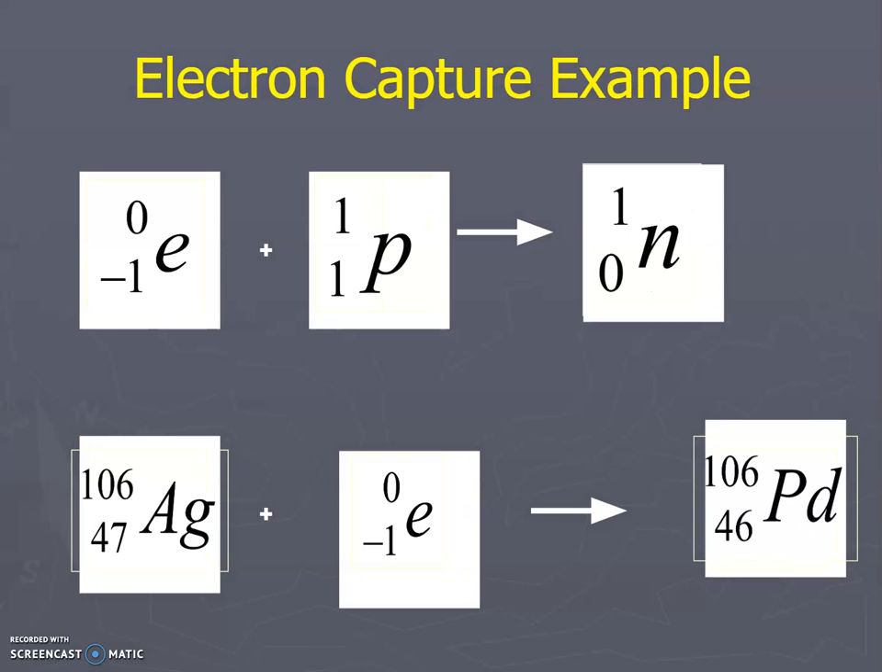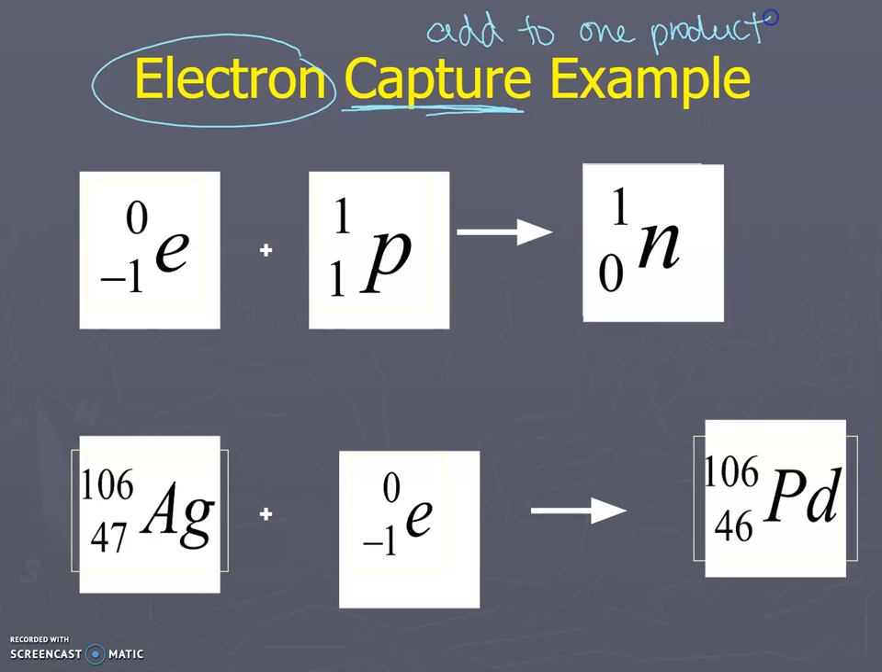Okay, now if we capture radiation, this is going to be fusion, nuclear fusion. It means that we are going to add to one product. So here we have our electron. We're going to capture that with our proton. And if you think about it, an electron plus a proton will yield a neutron. A positively charged and negatively charged thing cancel each other out and make a neutron. This is the opposite of a beta emission. Look at that. So here we go.